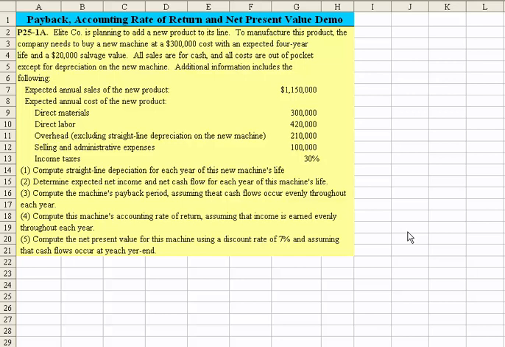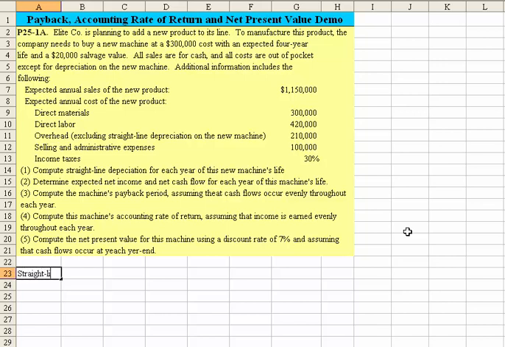So we have the expected annual sales. We have some cost information. We know that the income tax rate is 30%. And we have 5 things that we need to do. Okay, let's do the first requirement, which is to compute the straight line depreciation for each year of the new machine's life.